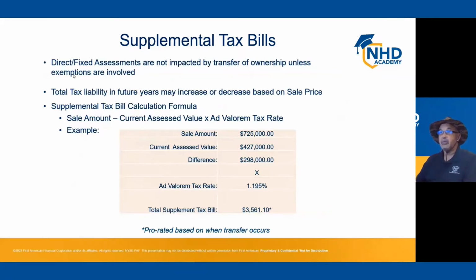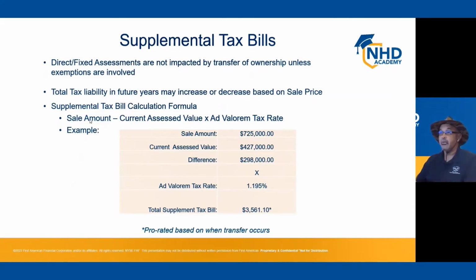And supplemental tax bills will not include direct assessments, as they are not affected by a transfer of ownership unless exemptions are involved. And in that case, it would show up on the future upcoming tax year. Total tax liability in future years may increase or decrease based on the sale price. In most cases, they're going to increase.